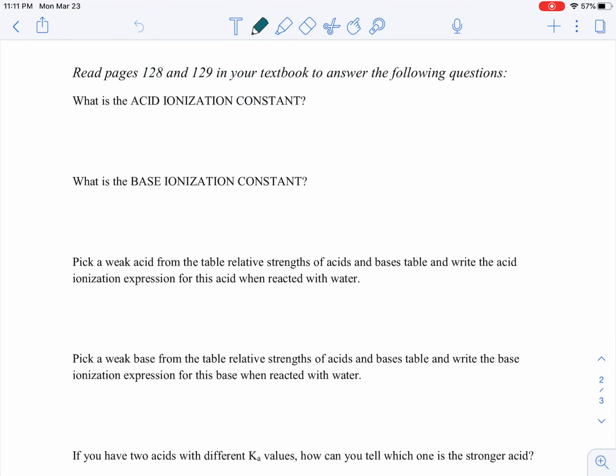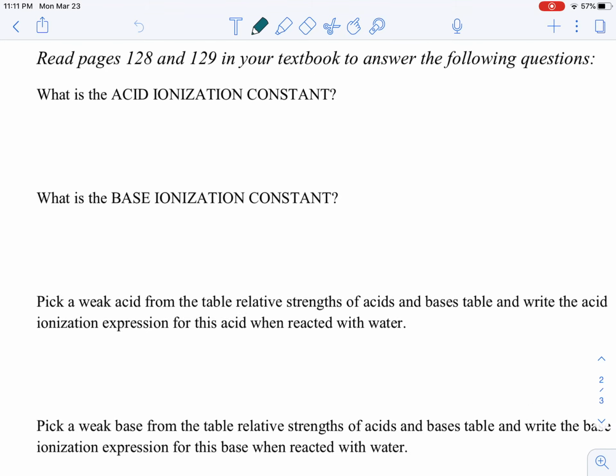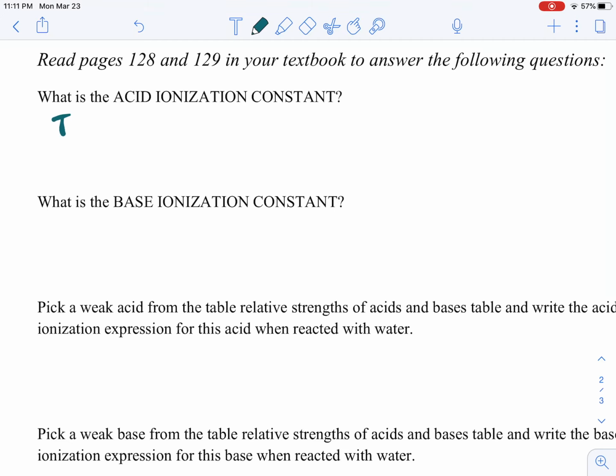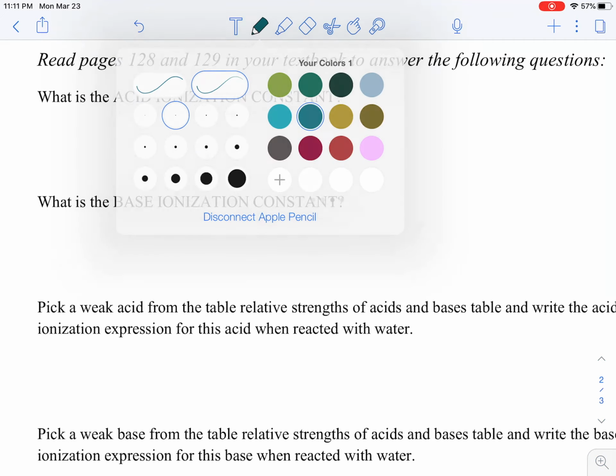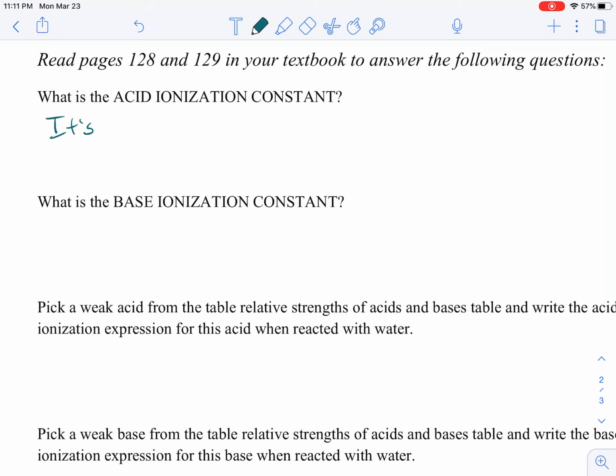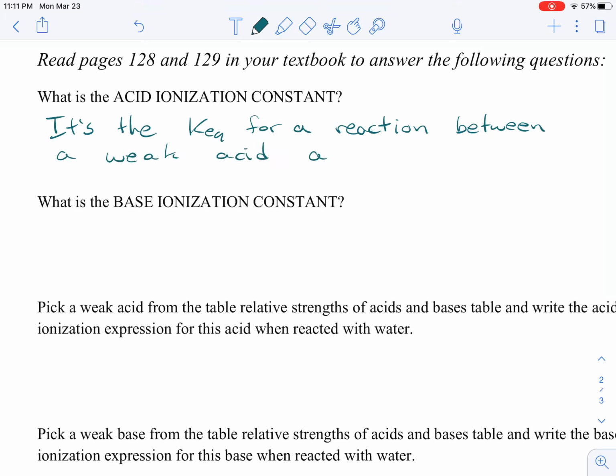To start, we have the question: what is an acid ionization constant? Well, it's the KEQ for a reaction between a weak acid and water. It is important that it is a weak acid, because an equilibrium will not be established between a strong acid and water.